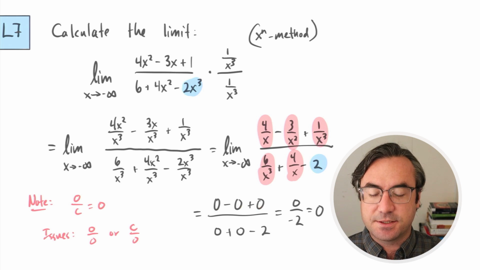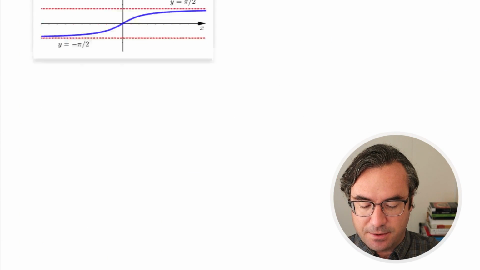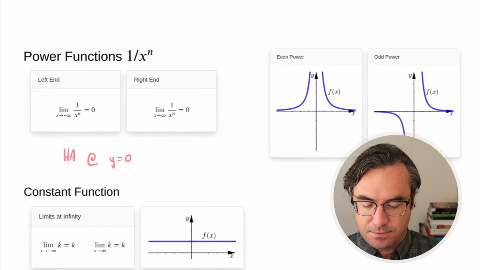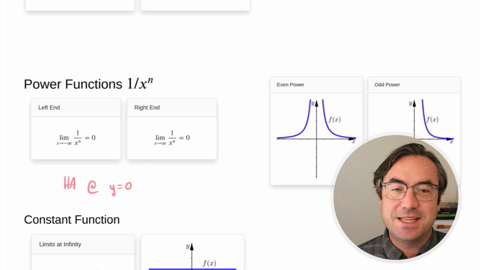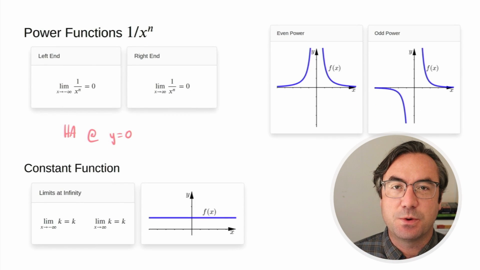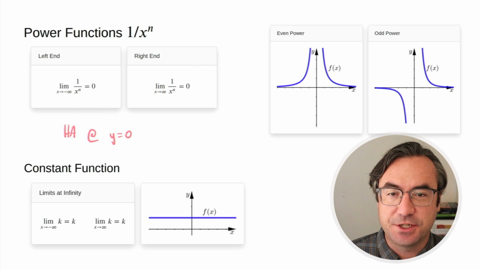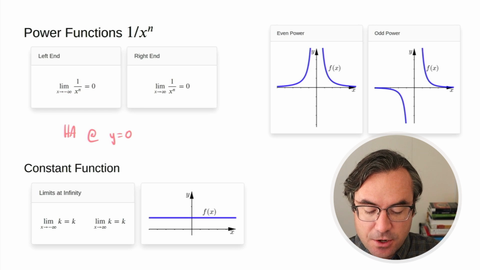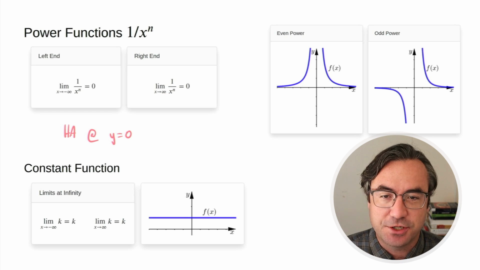And that's because, popping back up here, of this 1 over x to the n. This is what we looked at. Each of those terms goes to 0. And it doesn't matter if x is going to minus infinity or plus infinity. 1 over x to the n goes to 0 in either direction.